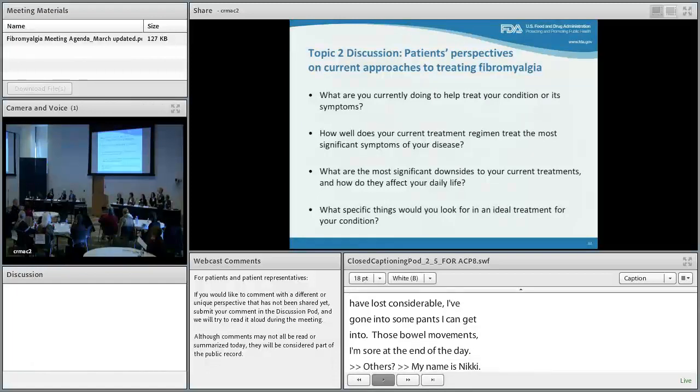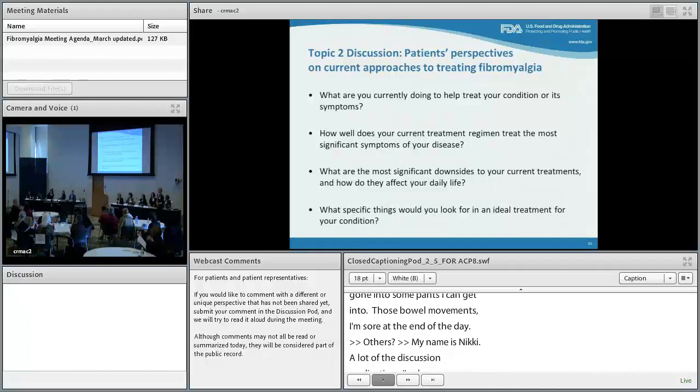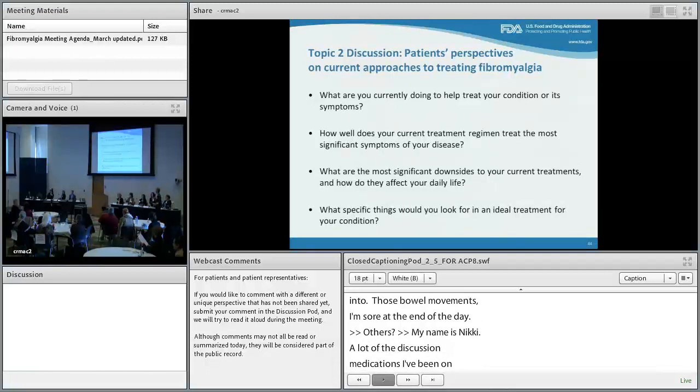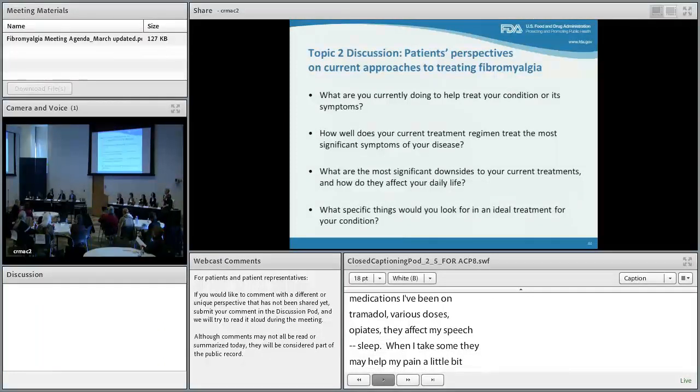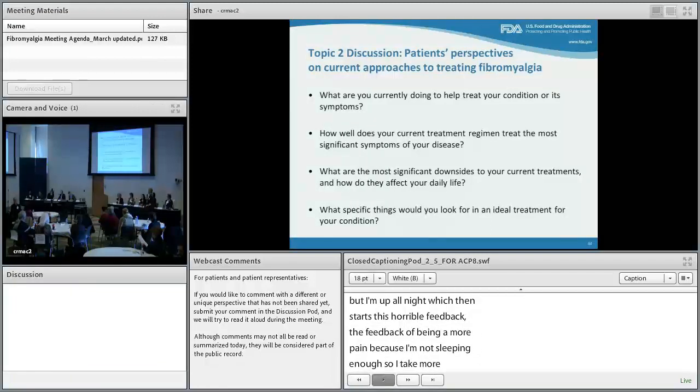Hi, my name is Nikki. A lot of the prescription medications I've been on, tramadol, various doses, opiates, they all affect my sleep. So when I take them, they may help my pain a little bit, but I'm awake pretty much all night, which then just starts this horrible positive feedback of being in more pain because I'm not getting enough sleep, so I take more of the medication and I sleep even less. That's my biggest side effect with a lot of these drugs.